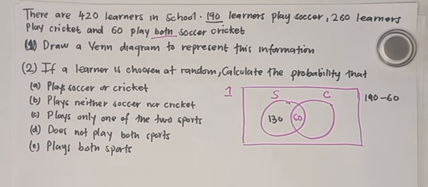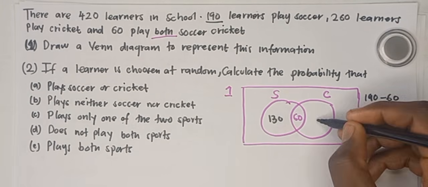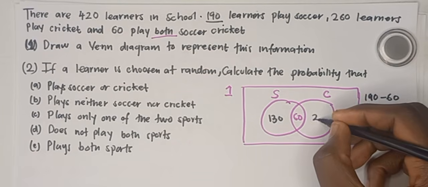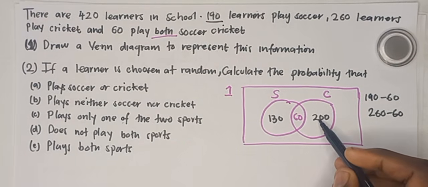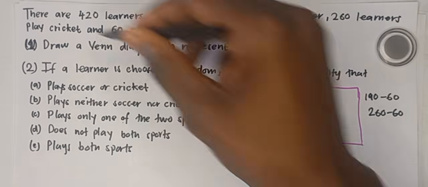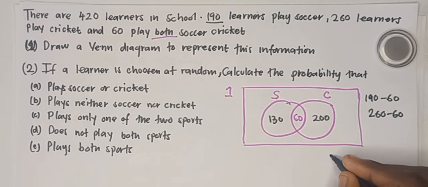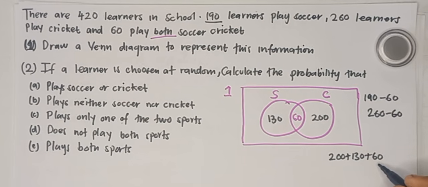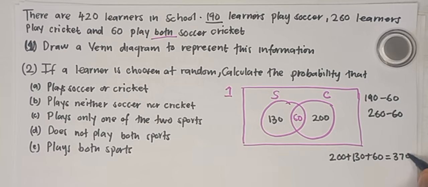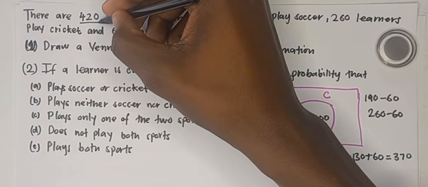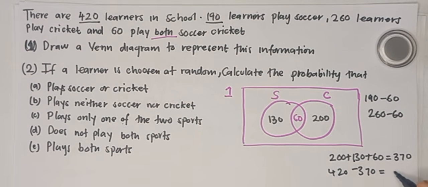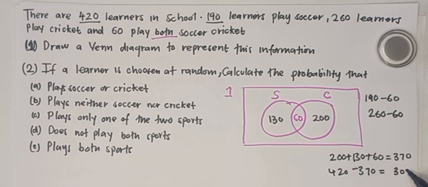We're also going to do the same thing for cricket. We're not going to say 260. We're going to say 260 minus 60, which gives us 200 here. If we add 200, 130 and 60, that gives us 390, but there are 420 students, so we have to find how many are left. I'm just going to say 420 minus 390, which gives 30 in total that are left.